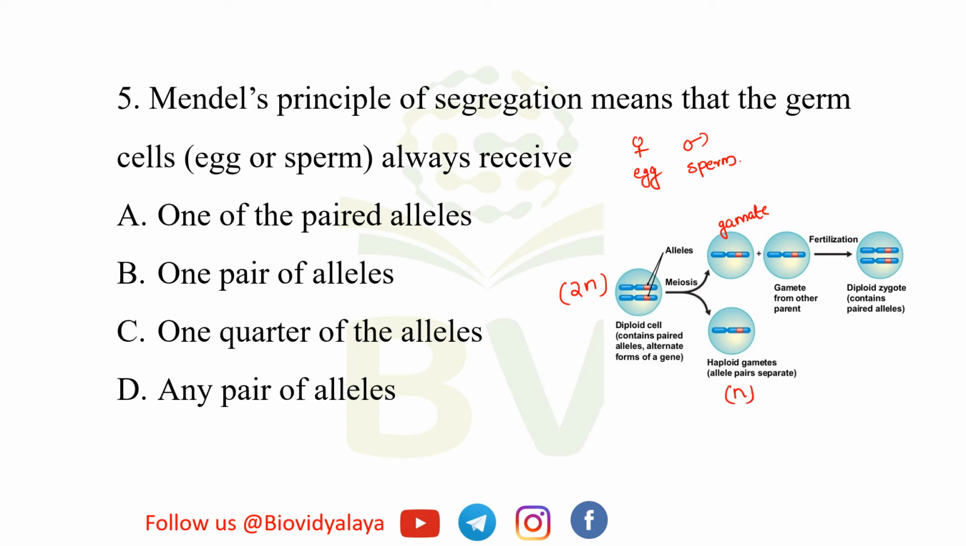And during fertilization, this egg cell will fuse with sperm cell and that will produce a diploid zygote that contains paired alleles, one from mother and one from father. Okay. So, Mendel's principle of segregation means that the germ cells always receive one of the paired allele. The correct answer is option A, one of the paired alleles.